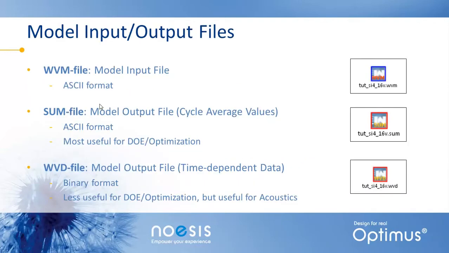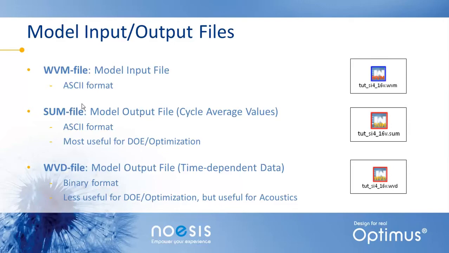After the definition of our optimization problem, we are going to prepare the model in WAVE, and this model is prepared in three different WAVE files. First of all, we have the WVM file, which is a WAVE model input file. This is basically just an ASCII file, so a text file where you can see everything that is inside that file.